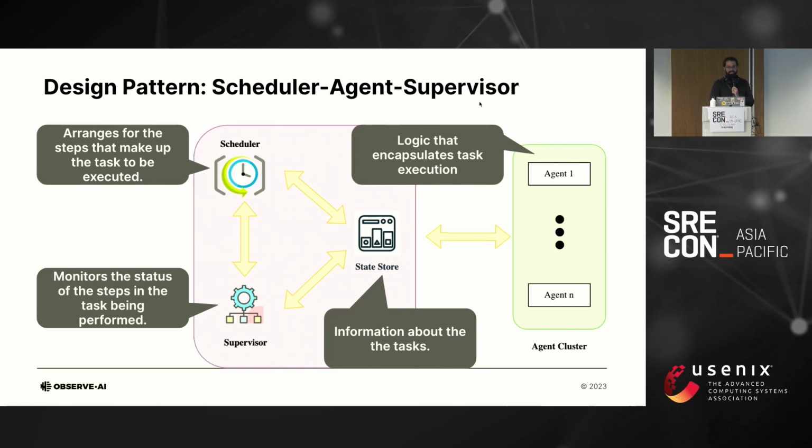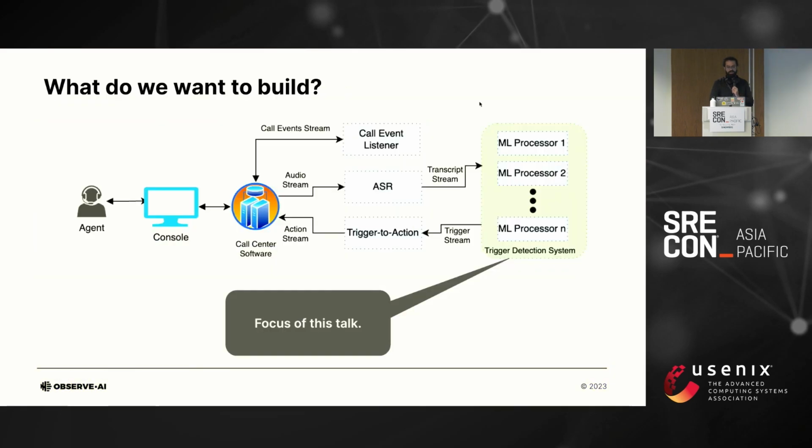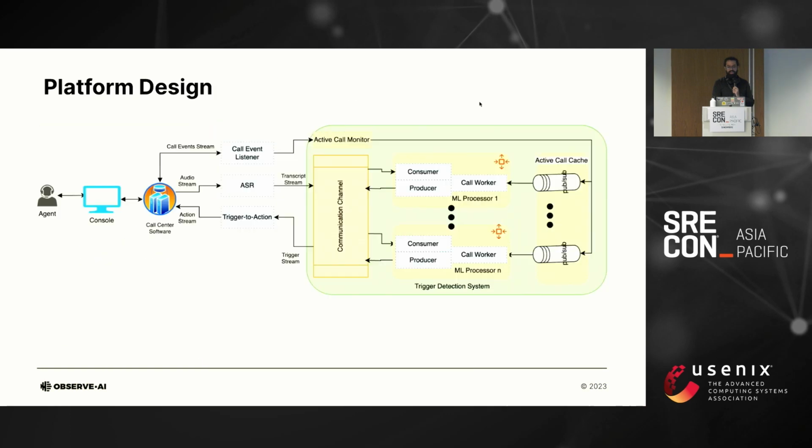Cool. So based on this pattern, we saw this diagram before. I'll expand on the green blurb on the extreme right. And what we end up with is this kind of low-level diagram which takes that particular SAS pattern into consideration. So now for a call event, you have a call monitor that monitors when the calls are starting.